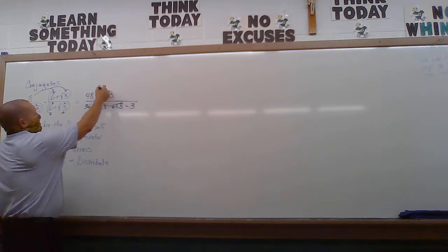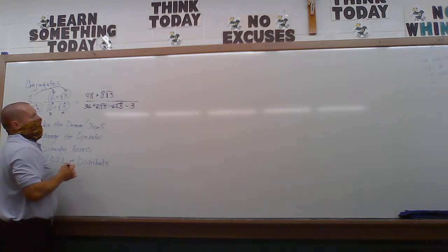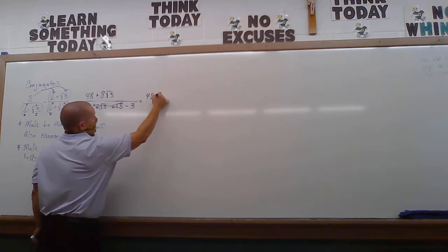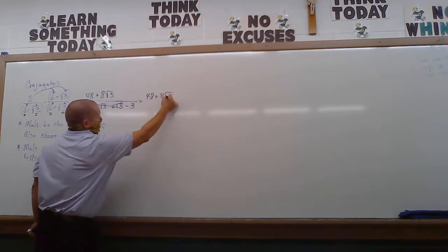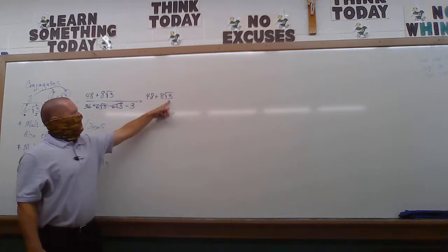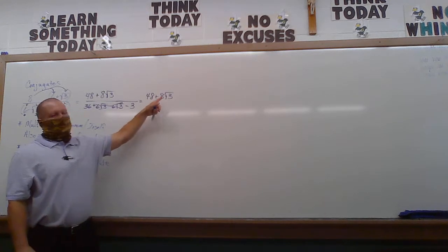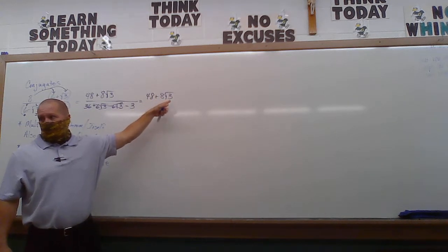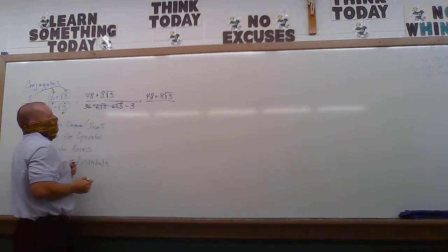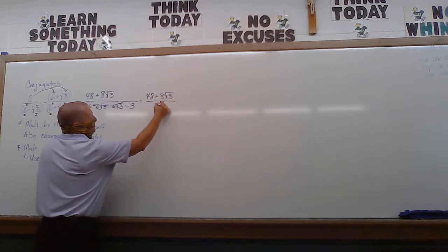So on the top, can I simplify anything here? No. We didn't really talk about adding and subtracting radicals, but in a sense, what happens here, this is like saying 8x. Can I take 48 plus 8x? No. And then on the bottom, what do I have? 33.